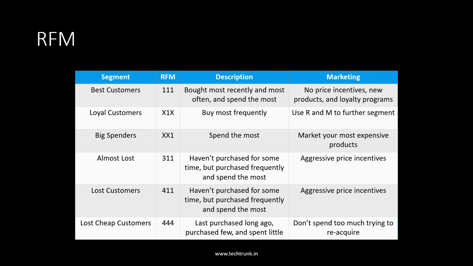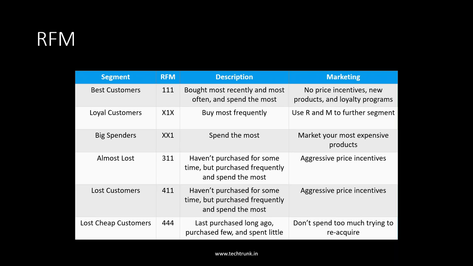Then it comes to, again, the normal loyal customers, X1X. It means that we don't care about their recency, we don't care about the monetary, but they are the most frequent customers. So those are the most frequent customers, and we can further segment them according to R and M, and then analyze in which category they lie. Big spenders, XX1. So those are customers who spend the highest amount of money on the portal. So we should market the most expensive products to them. In terms of a recommendation system, the portal should recommend the most expensive products to them.